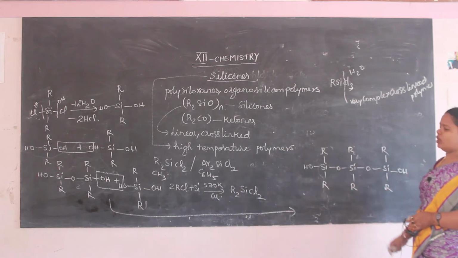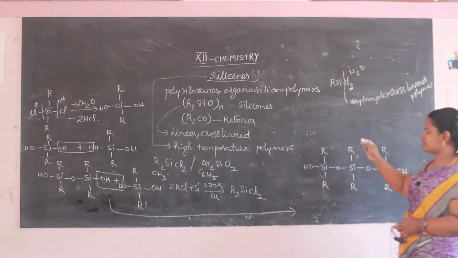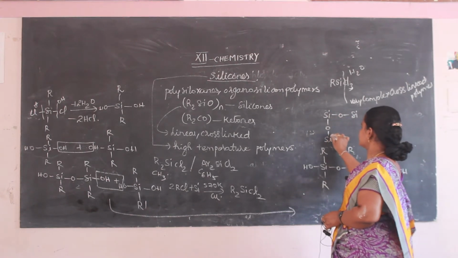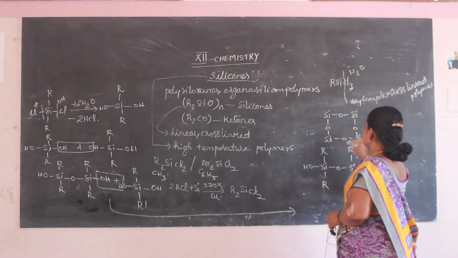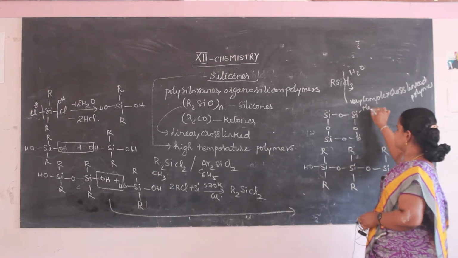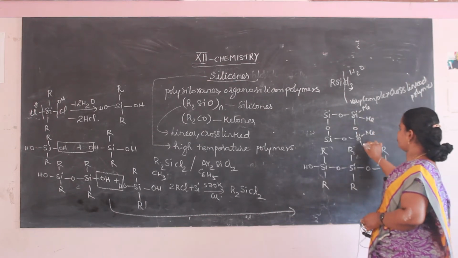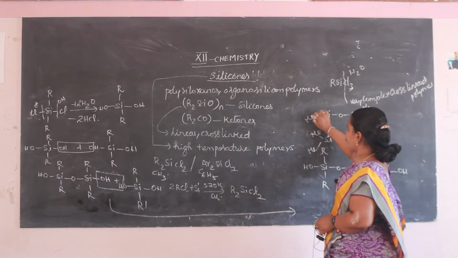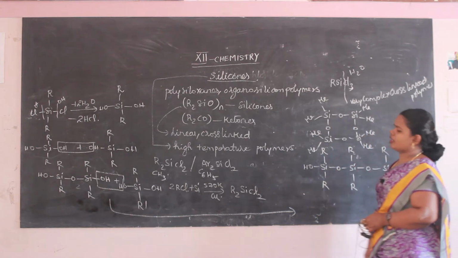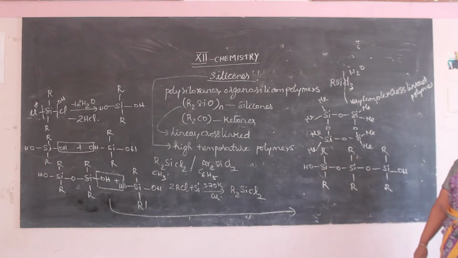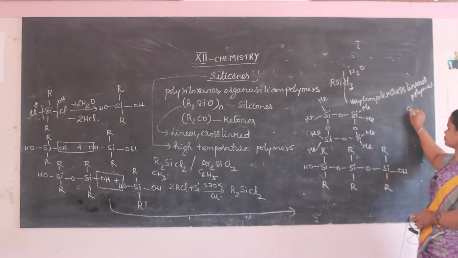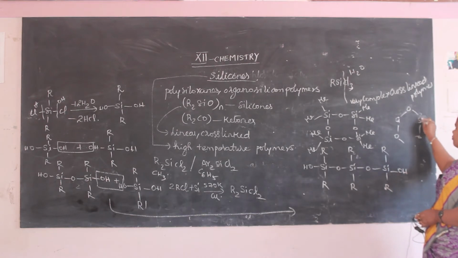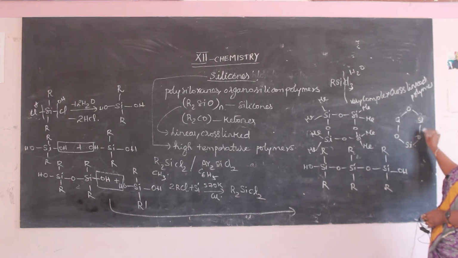Now we'll see how a complex polymer is obtained. Here is an example of a complex or cross-linked polymer. Another type is the cyclic polymer. For example, this one. We'll get a cyclic polymer like this.